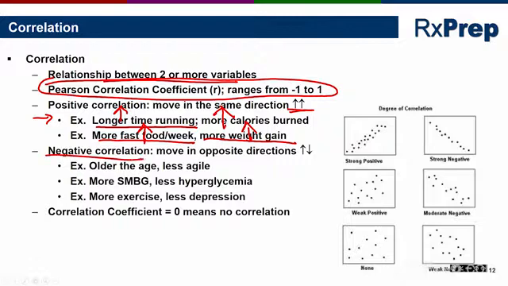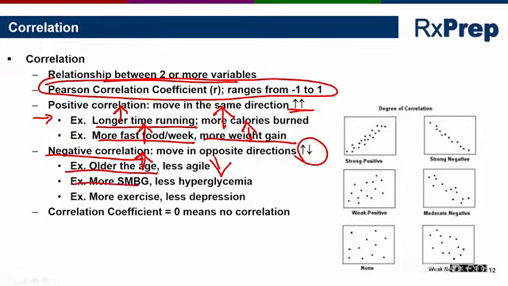Negative correlation means that they move in opposite directions. So the examples we have here to show that: the first one here, the older the age, or as age increases, the agility level of someone generally decreases.